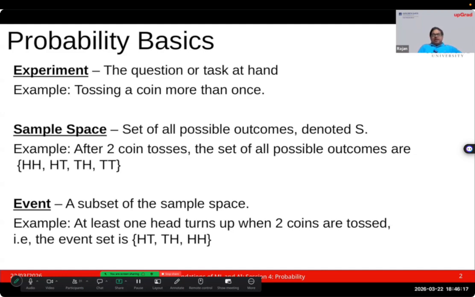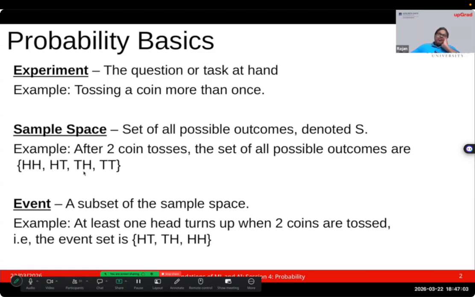For example, in the sample space corresponding to 2 coin tosses, I make a statement. I'm looking for at least one tail. When I say that, then the set becomes HT, TH, and TT. HH is not present there. It doesn't have a tail, therefore that's left out. Similarly, for at least one heads, the event is HH, HT, TH.